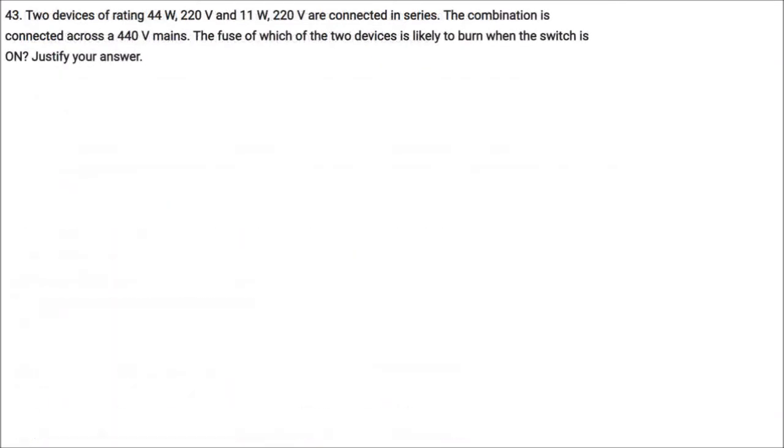Two devices of rating 44 watt, 220 volt and 11 watt, 220 volt. This is the first device and this is the second device. So the power and voltage are given, and they are connected in series. Now the combination is connected across a 440 volt mains. The fuse of which of the two devices is likely to burn when the switch is on? You have to justify your answer.